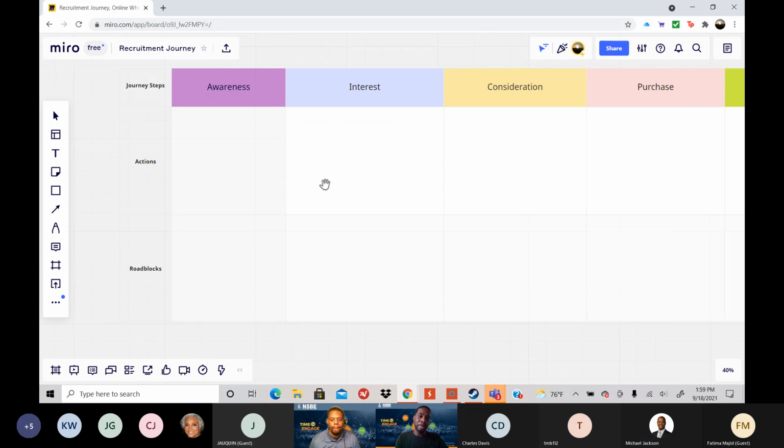All right, so basically what I wanted to do was go through the different stages of the customer journey and just kind of brainstorm things that we can do to facilitate each step of the journey if we were trying to recruit people. So let's see if we can at least get a couple. So in the awareness phase, come off mute or put it in the chat, whatever. What are some things we can do to raise awareness?